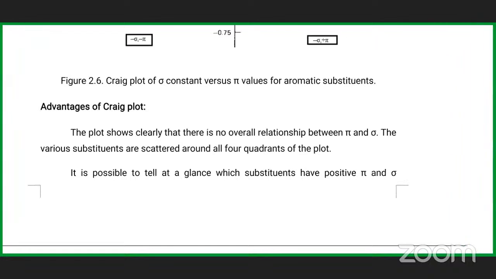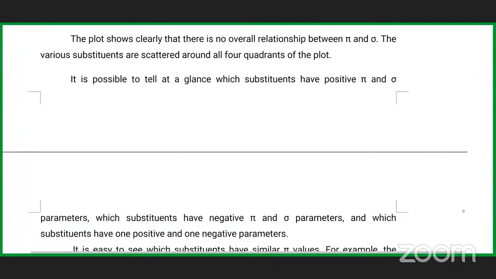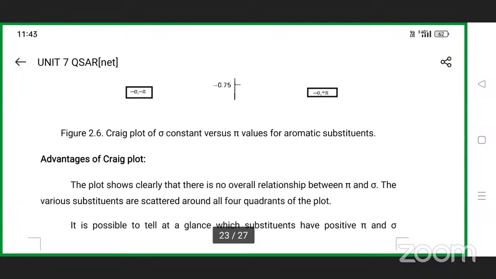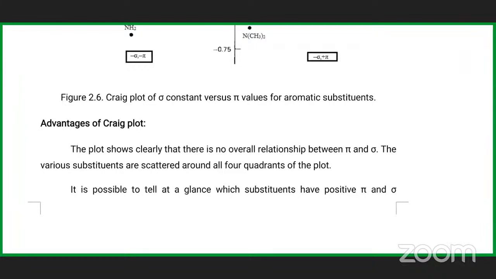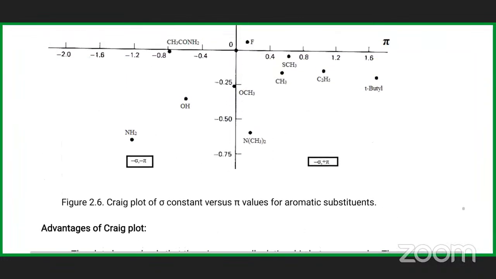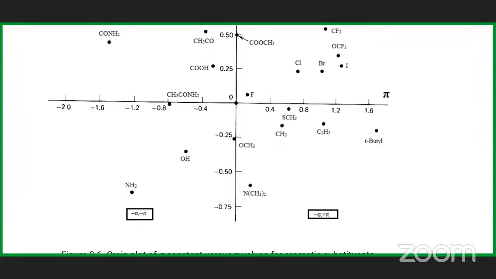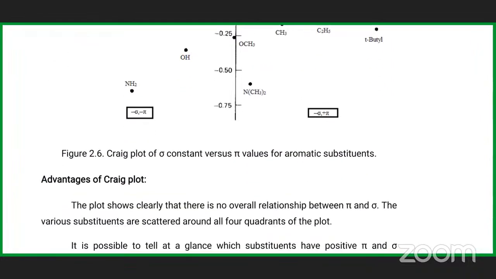So this is Craig's plot as an extension of Hansch analysis. This also has some advantages and disadvantages here. And let's see what the advantages of this Craig's plot are. Here the plot shows clearly that there is no overall relationship between pi and sigma. The various substituents are scattered around all four coordinates of the plot. So the main advantage is that generally this provides the positive values as well as the negative values here. So it is providing both values, which is one of the good things to incorporate in the equation here.